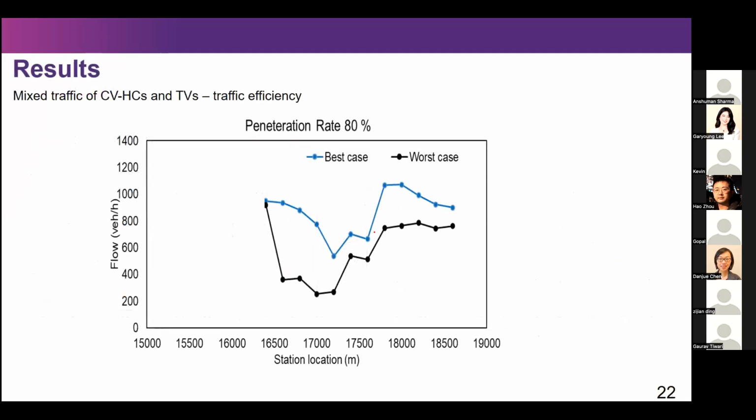If you focus on the traffic efficiency part, and this is only for a penetration rate of 80%, you can see the difference between the best case and the worst case scenario here. I've not put random here, but you can see a clear difference between the best case and worst case scenario. At a particular station location, I have measured, using Edie's definition, the flow, the speeds, and density. Similar results you can observe for speeds and density as well. You can clearly see that you have higher flow with the best case scenario, and the flow reduces for the worst case scenario. And this is, by the way, for a penetration rate of 80%.